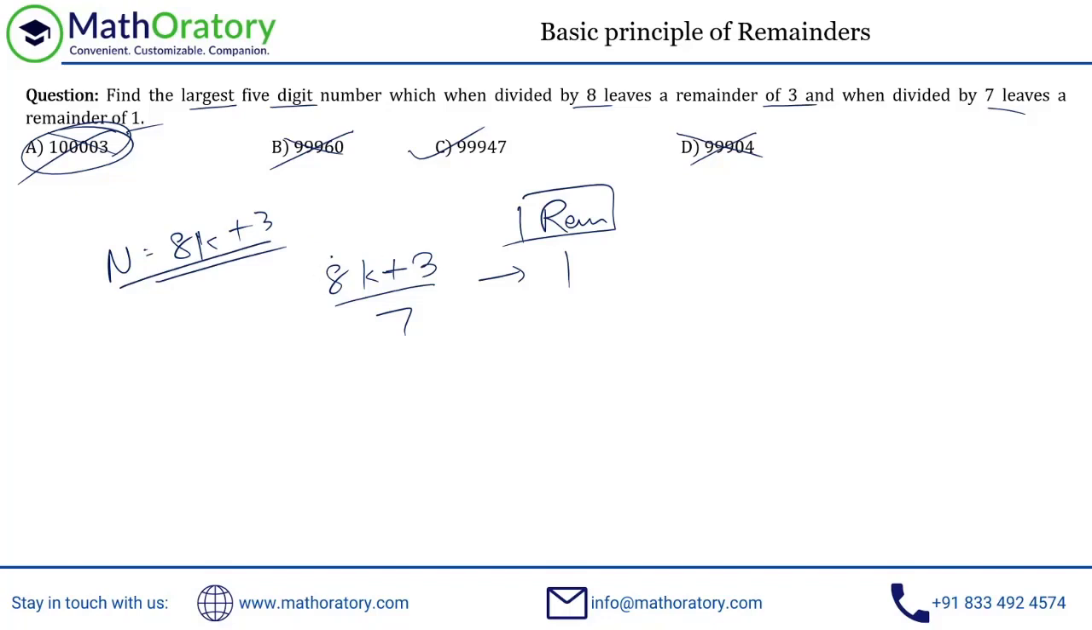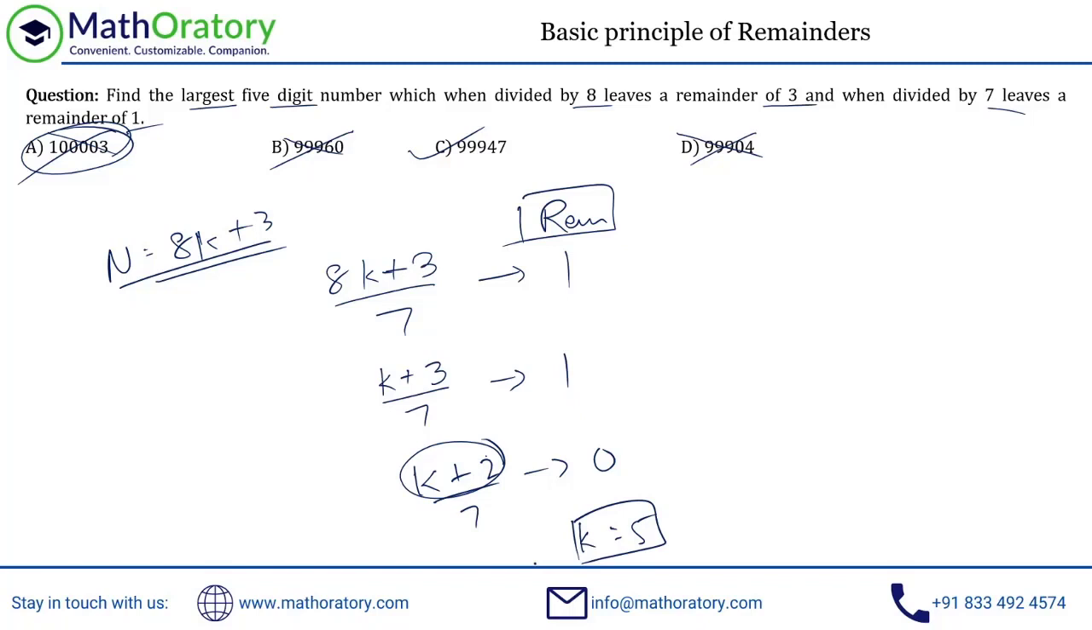Again, check this out. 8k divided by 7. So 7k will always be divisible, so just eliminate the 7k. So you have k plus 3 by 7 should leave a remainder of 1. In other words, k plus 2 when divided by 7 should leave a remainder of 0, or k plus 2 should be divisible by 7, right? So k plus 2 will be divisible by 7 for k equal to 5. I think I don't have to explain that.